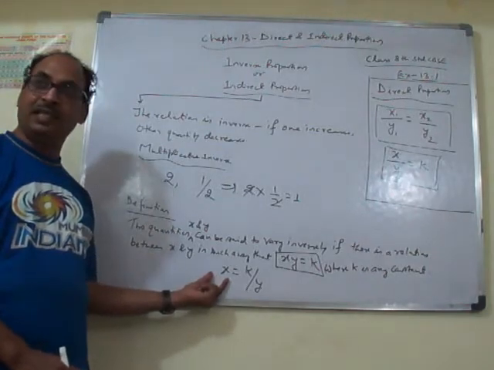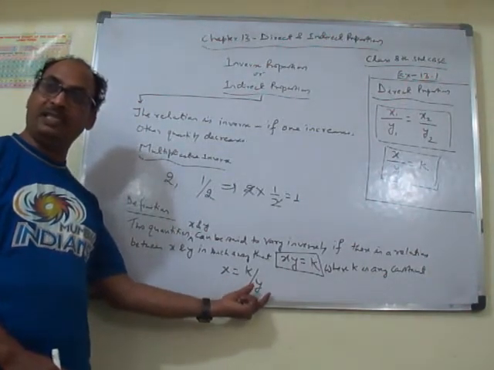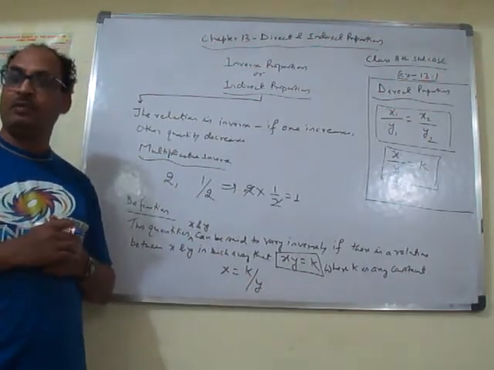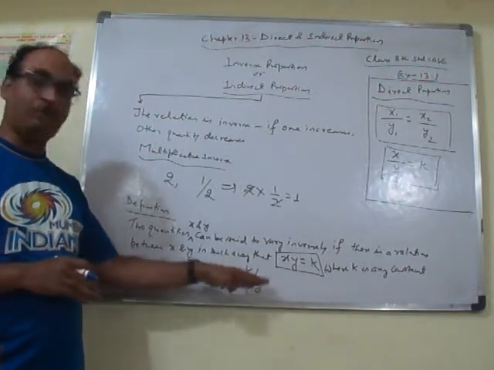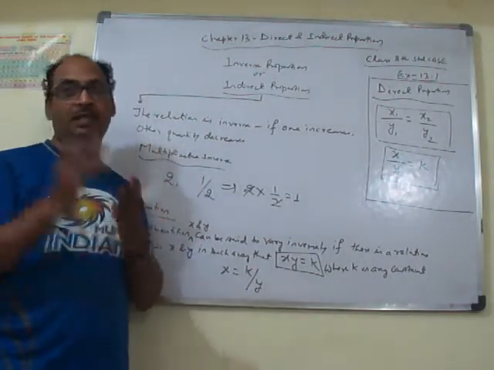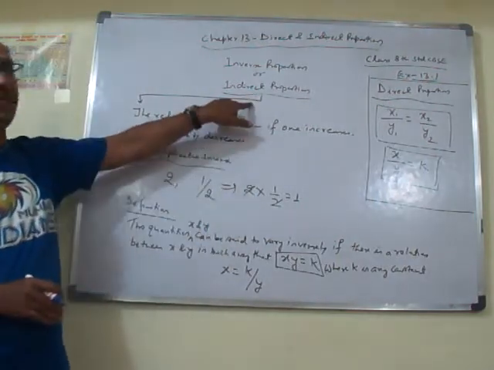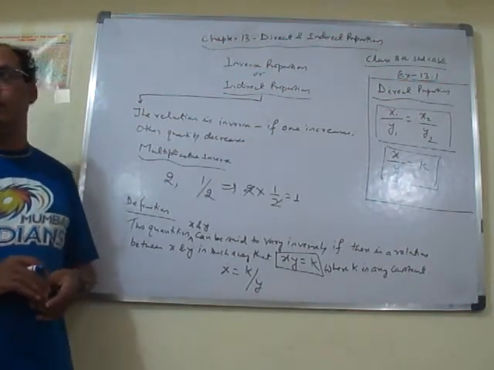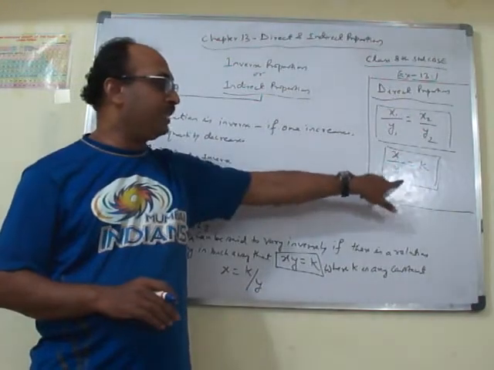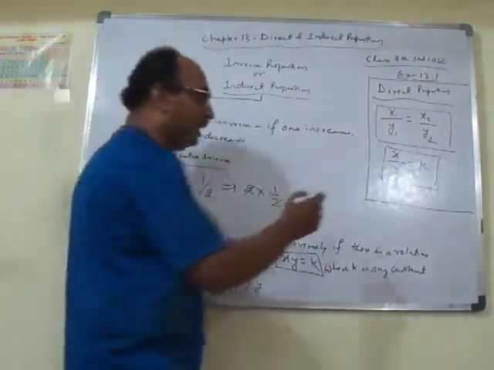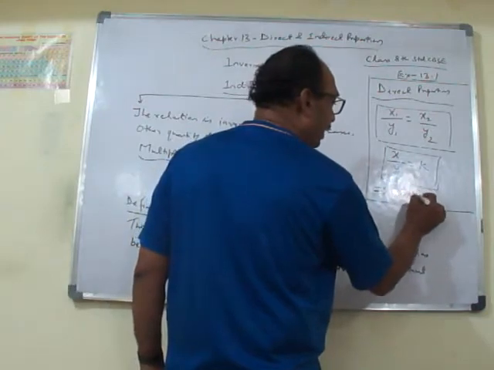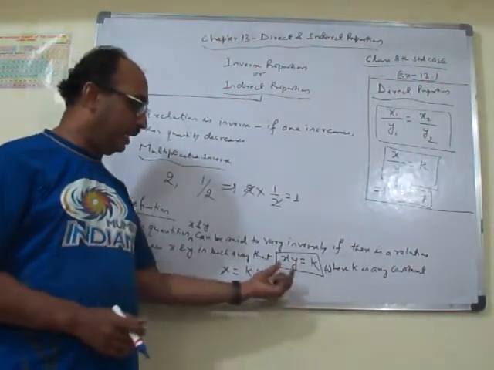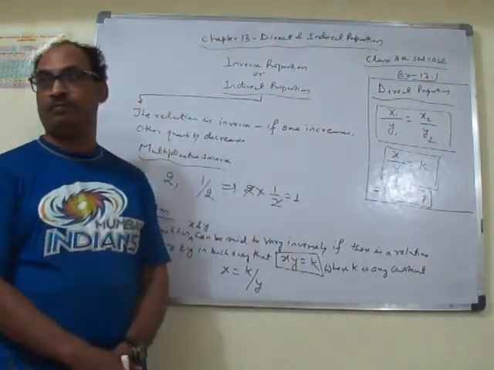If x is increasing, y is decreasing. If y is decreasing, x is increasing, or if y is increasing, x is decreasing. So there is an inverse relation. Whenever one quantity increases and the other decreases, the quantities are varying inversely. For direct relation, we have x by y is equal to k, or x equal to ky. And here we have xy is equal to k.